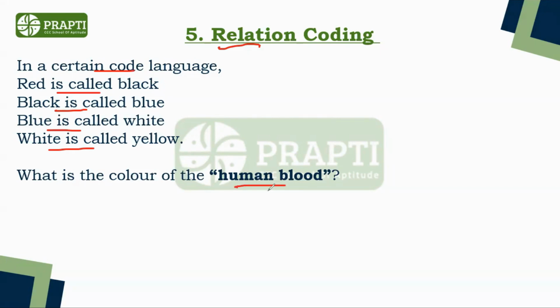Usually it will be red, right? But it is not the answer. So you just look into the statement here. Red is called black. So if someone asks you what is the color of the human blood, in essence, you have to say the color of the human blood is black. Got it? So this will be your answer.